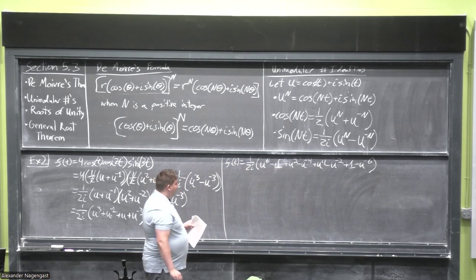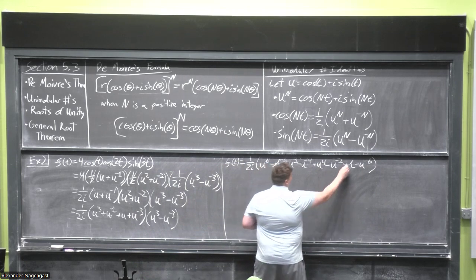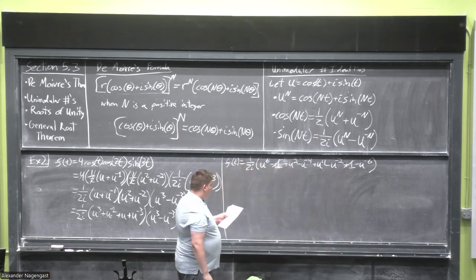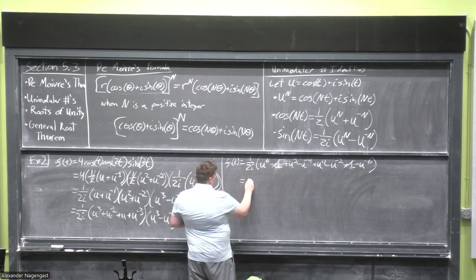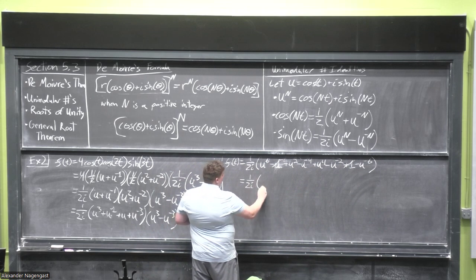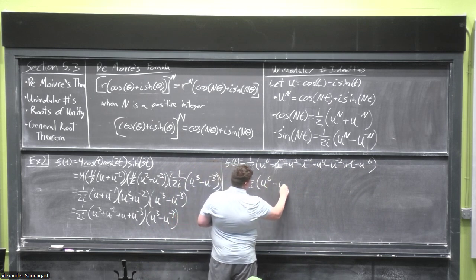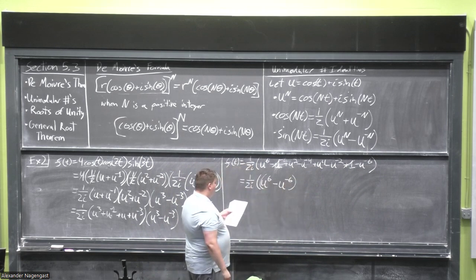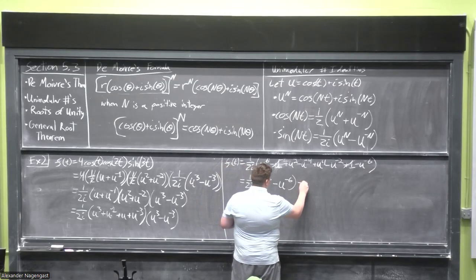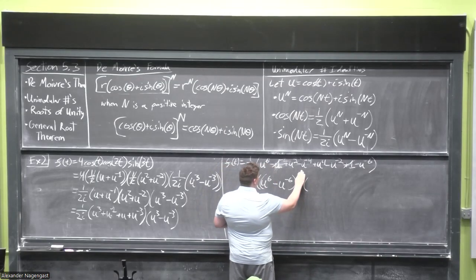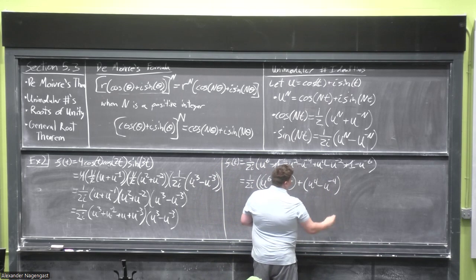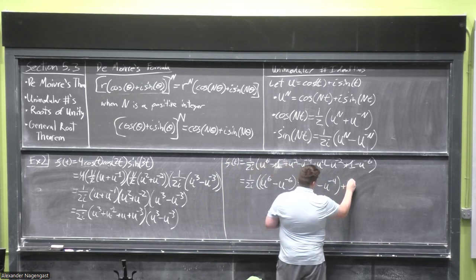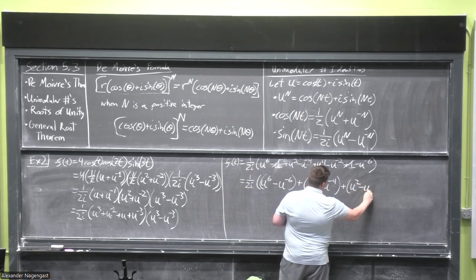So our ones cancel. And now we can group these and get u to the sixth minus u to the negative sixth. That's the grouping that we want to have. And then we can have the u to the fourth minus u to the negative fourth. And finally, we have the grouping of u squared minus u to the negative second.